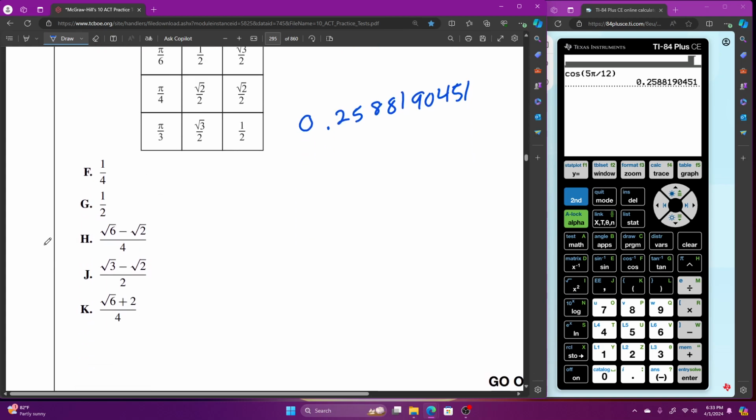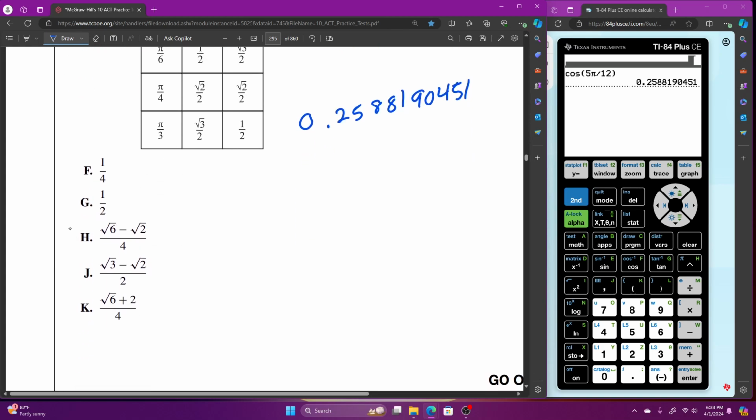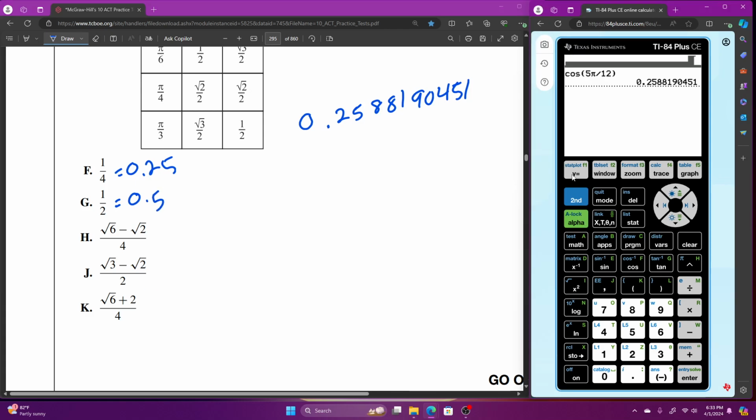So I'm just going to look down to my answer choices and find one that is equal to 0.258819045. And I know that 1/4 equals 0.25 with nothing else behind it. 1/2 equals 0.5. So I'm not going to check those. I'm going to come to H and put in a fraction. And we got square root of 6 minus square root of 2 over 4. Enter. Perfect match.